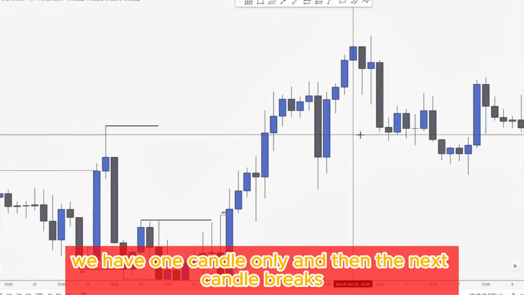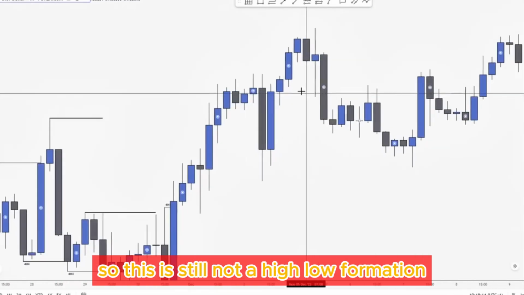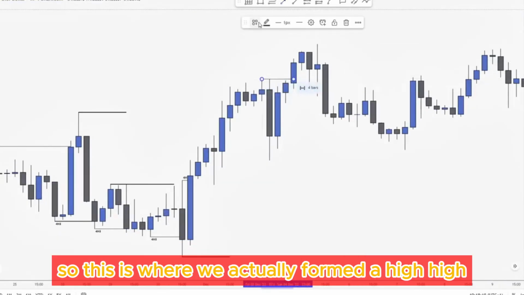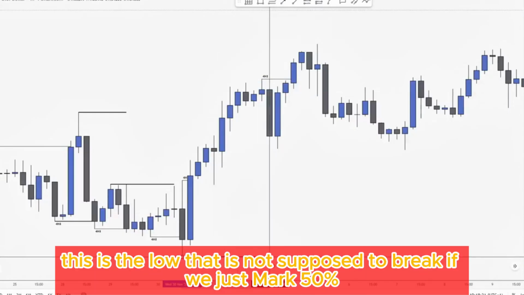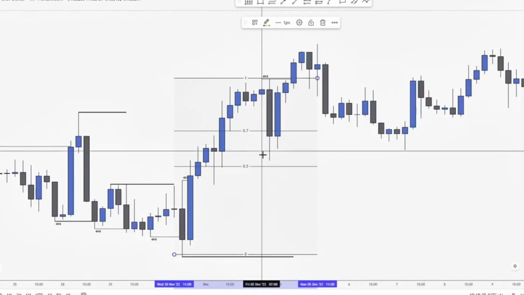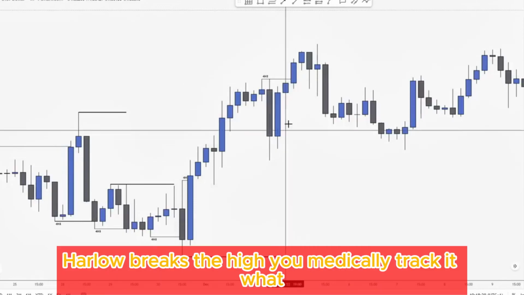Here we have one candle only, and then the next candle breaks. So this is still not a hard low formation. This one is. So this is where we actually formed the higher high, which was eventually broken. This is the low that is not supposed to break. If we just mark 50%, it came very, very close. And yeah, it pulls back, makes a higher low, and breaks the high.